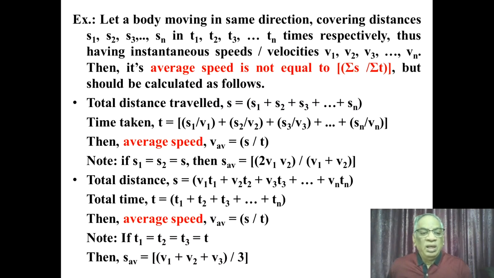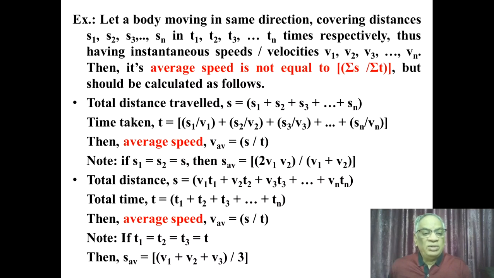One, total distance traveled s is equal to s1 plus s2 plus s3, that is sigma s. Time taken t is equal to the sum of the individual intervals of time, which we have to calculate. So s1 by v1 plus s2 by v2 plus etcetera, up to sn by vn, because s is equal to vt, so t is equal to s by v. So time should be calculated for each event: s1 by v1 plus s2 by v2 plus s3 by v3 up to sn by vn. Then average speed becomes v average is equal to s by t, since time taken we have calculated in a different way.